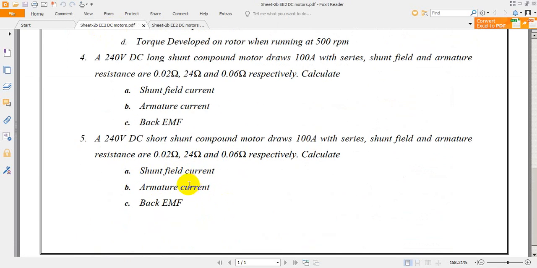Now coming to the fifth problem, we are having a 240 volt short compound motor. It means this was long and this is short. It means the field winding is parallel to the armature winding itself, and in addition to that we are having an auxiliary series field winding. The RSC value is 0.02 ohms, RSH is 24 ohms, and armature winding is 0.06 ohms resistance. We need to calculate the shunt field current, armature current and back EMF.